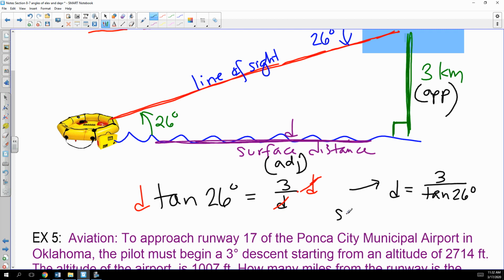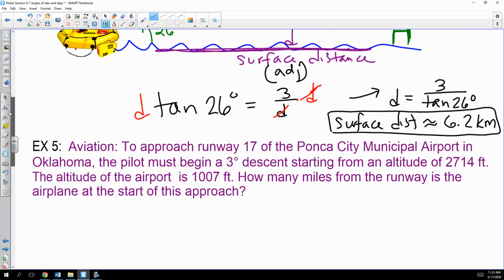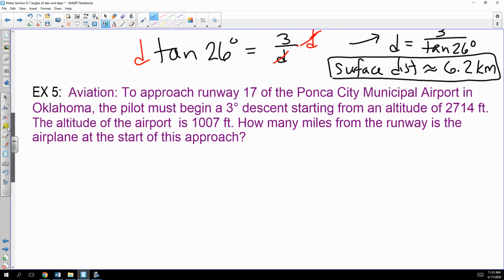So the surface distance is approximately, I have to type it in, 3 divided by tangent 26. Don't forget to check and make sure that your calculator is in degree mode. So the surface distance is approximately 6.2 kilometers. I'm just putting it in the nearest tenths. If I don't say, then you have to check your directions. Sometimes I'll tell you what specific place to round to, and if I don't, then I need to take some different forms of answers from you.